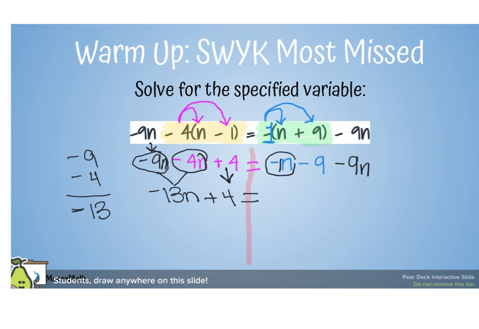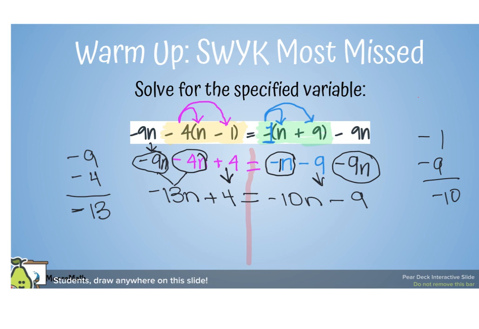Here I have a -1 and a -9. Same situation. You owe me $1, and then you also owe me another $9. So now you owe me 10. So that's going to be -10n. And then bring down that -9.